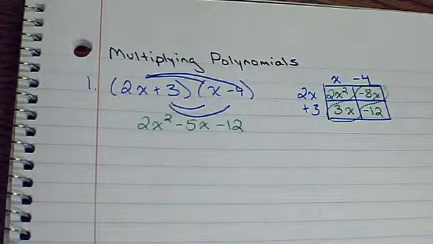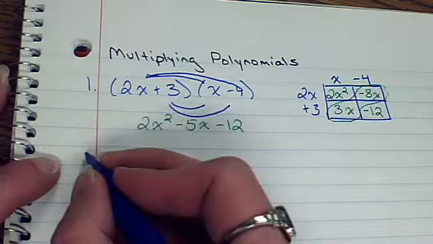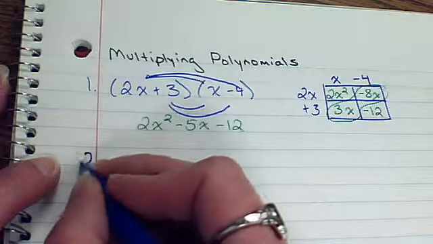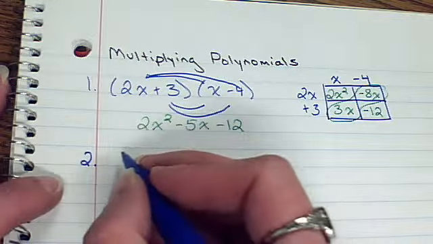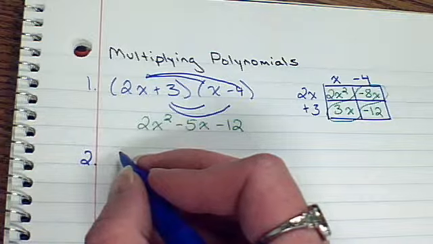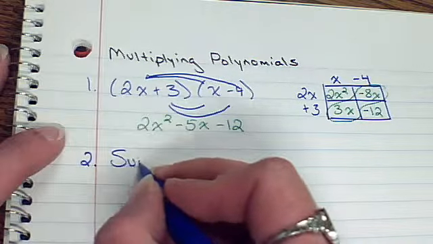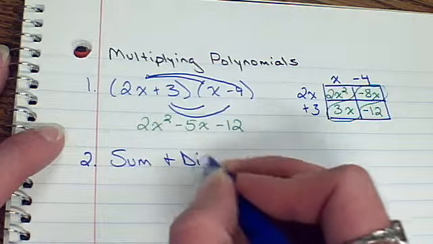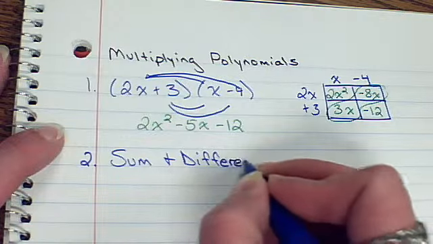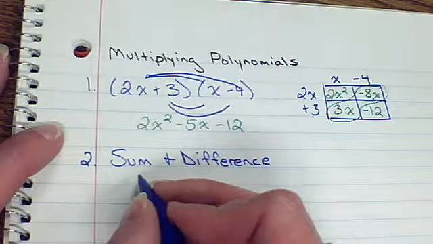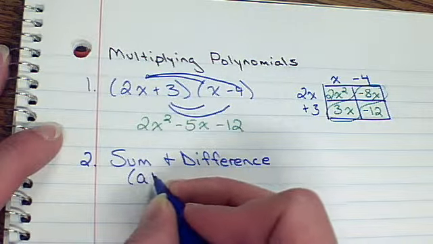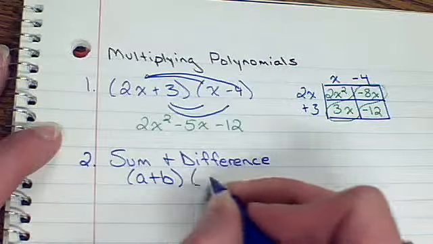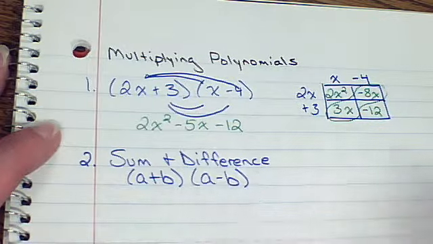Now there's some very special patterns that I want us to look at. One special pattern is the pattern called the sum and difference. That's when we would have, let's see, a plus b times a minus b.